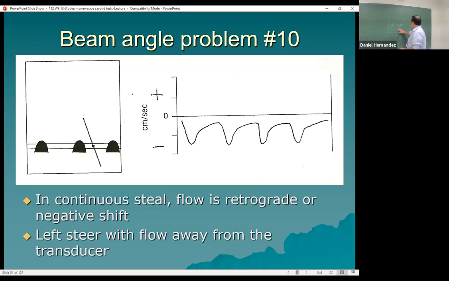If I angled in the other direction, then normal blood flow would be antegrade, towards the transducer, which would be a positive shift. And then retrograde would be below the baseline. So it also depends on the direction that you're steering in.